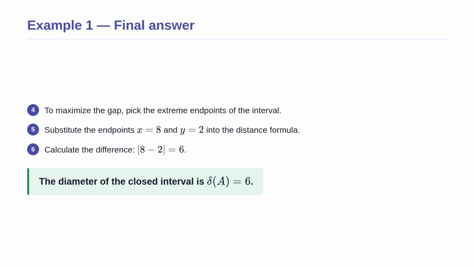Continuing with our calculation, we need to find the largest possible gap. To get this maximum distance, we should pick the two numbers that are furthest apart. Naturally, these are the extreme endpoints of our interval, which are exactly 8 and 2. We substitute these specific endpoint values into our absolute value distance formula. This gives us the simple arithmetic difference between the two extremes, which is 6. Therefore, the diameter of this closed interval is exactly 6. This makes perfect physical sense, just like a stick lying on a ruler from the 2-inch mark to the 8-inch mark is exactly 6 inches long.